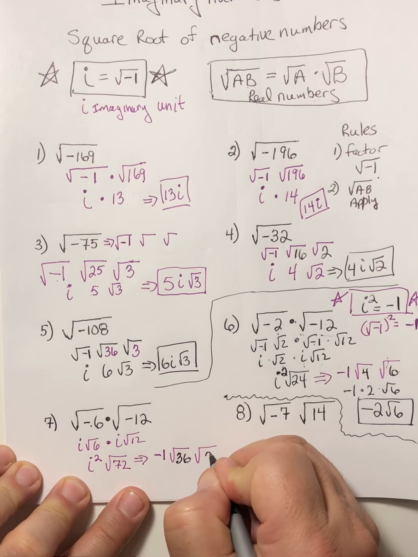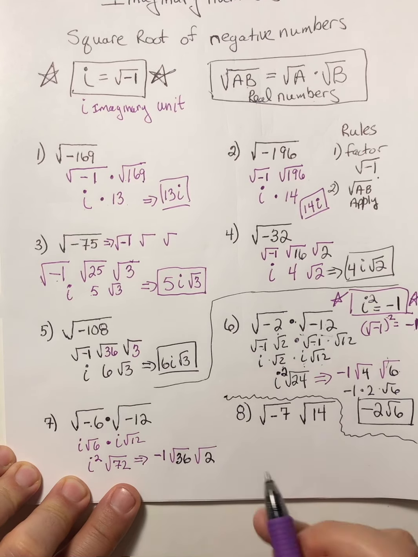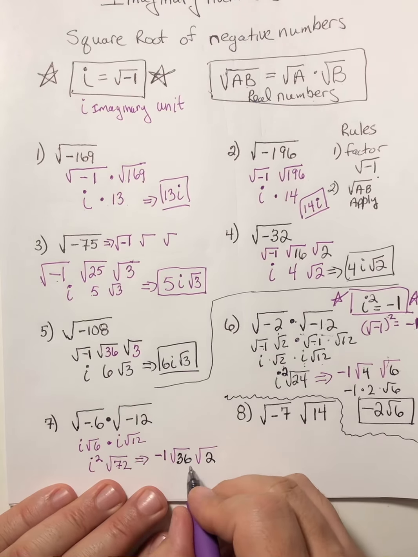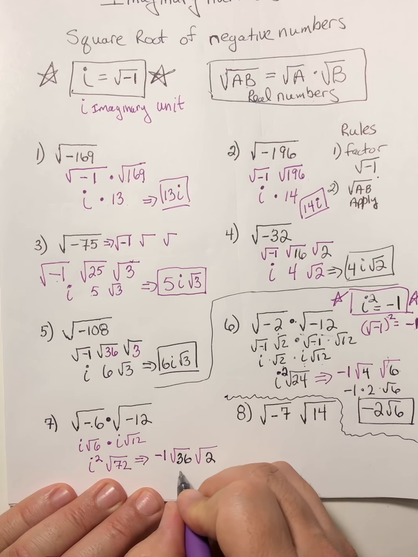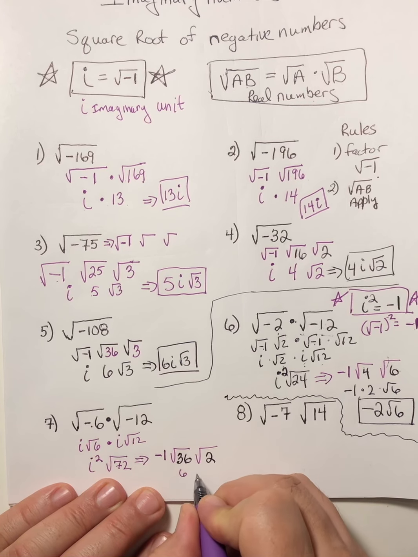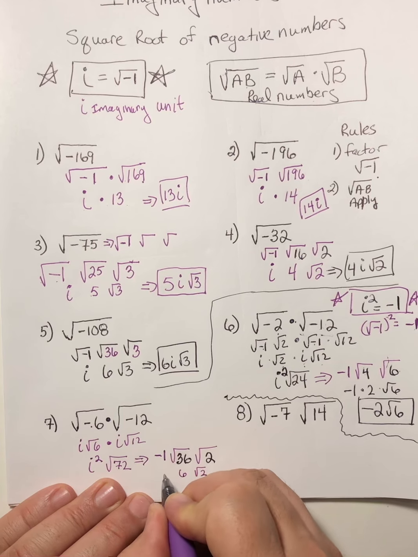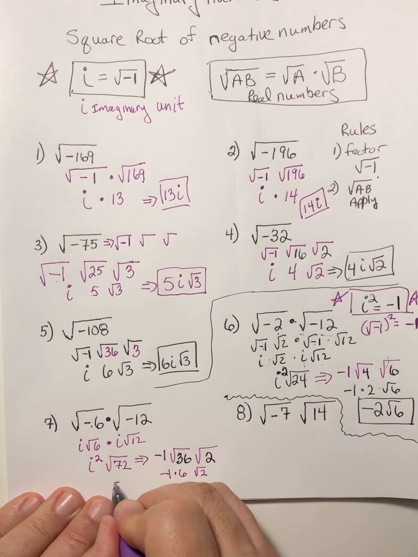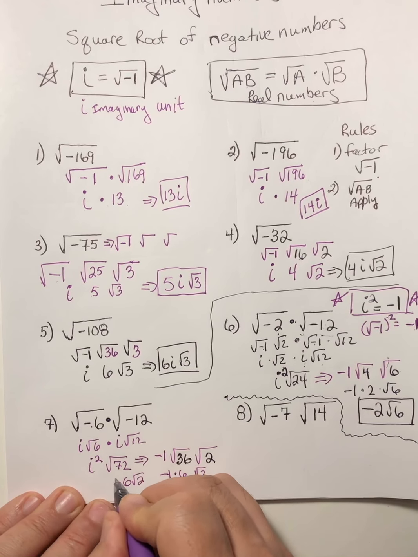36 times 2. Remember, we always want the biggest perfect square. All right, so that's right. Square root of 36 is 6. And then we still have our radical 2. And we got the negative 1. So we have a final answer of negative 6 radical 2.